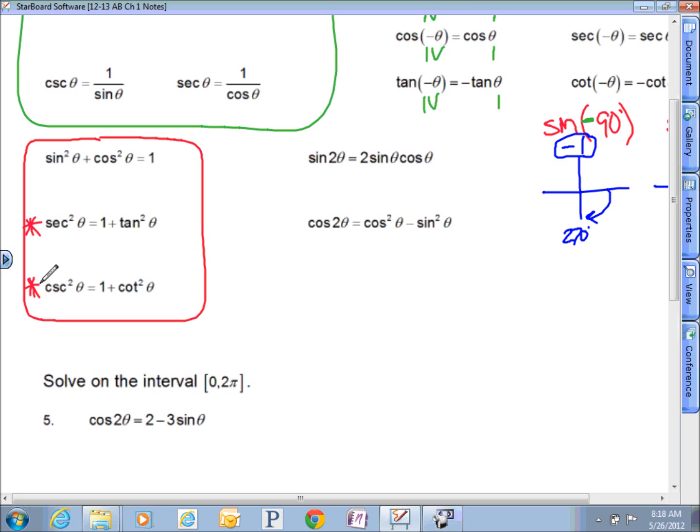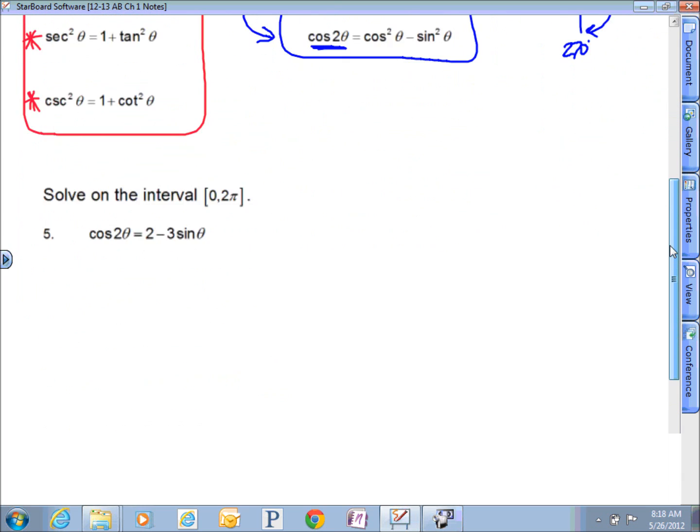These blue ones would be your double angle identities, and the cosine 2 theta has 3 different versions, but my thought is if I can keep track of one of them, I can use this Pythagorean identity over here in order to rewrite what the other ones are. So let's put these things in action. Let's see what we got going here.